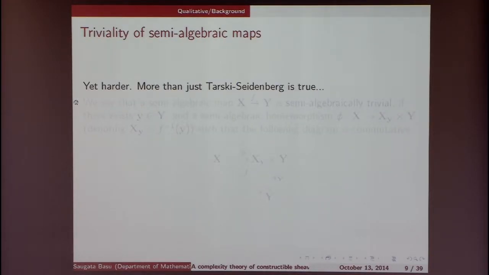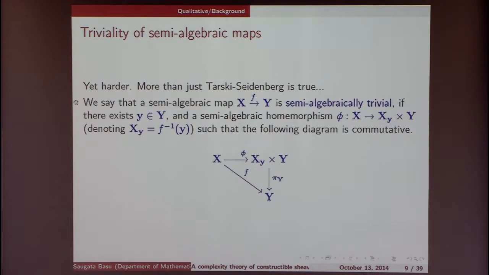That's Tarski-Seidenberg. But a yet harder fact is true, which is more than Tarski-Seidenberg. And in order to state it, I need another definition, namely that of the notion of triviality of semi-algebraic maps. So we say that a semi-algebraic, or you can think polynomial, map between semi-algebraic sets is semi-algebraically trivial if there exists a point y in the base and a semi-algebraic homeomorphism between X and this product, where X sub y is the fiber over y.